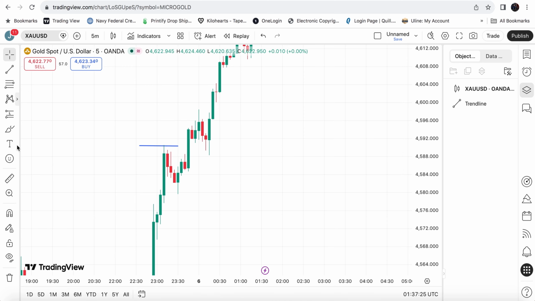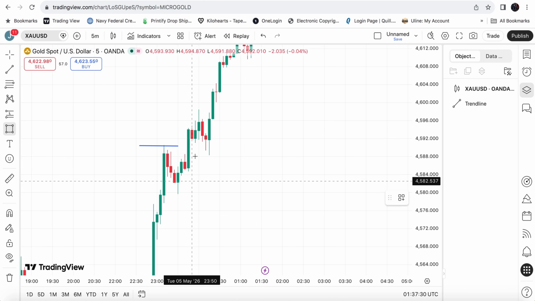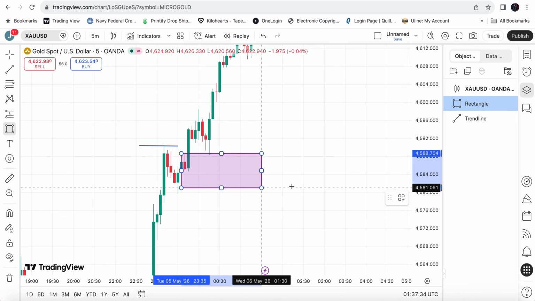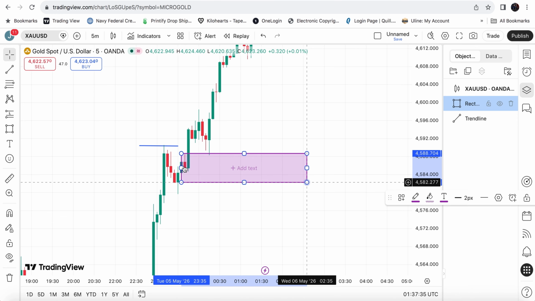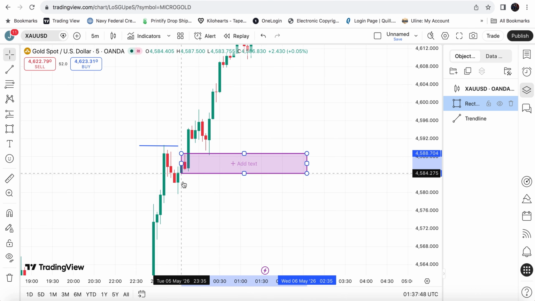So next, I get my rectangle box, because you want to mark the candle that gave this big push right here, which is the red candle. You will want to mark the high of the candle and the low.